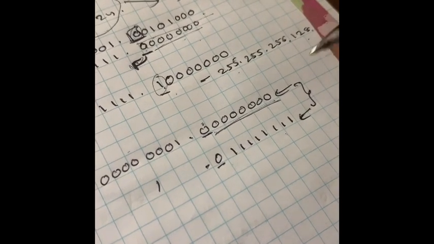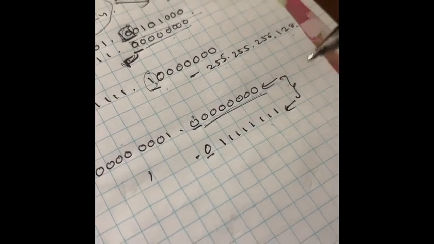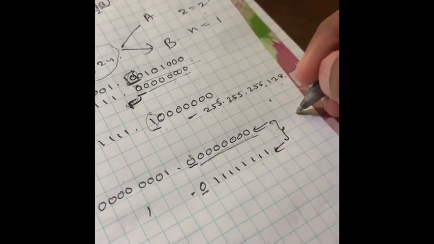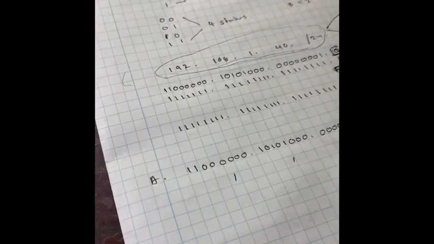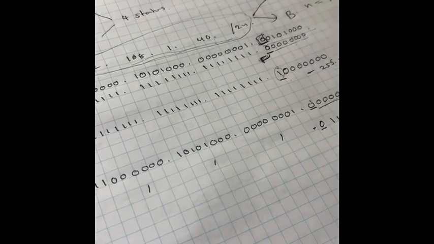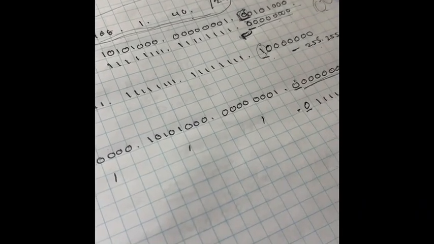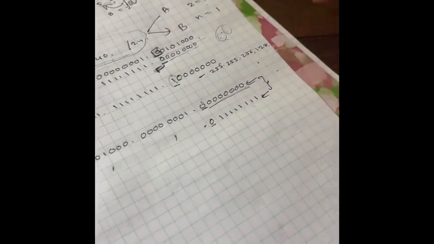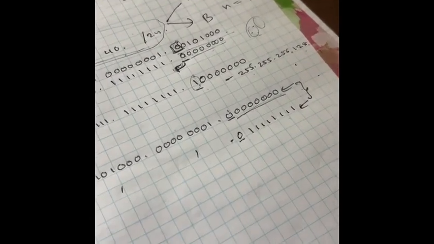So this is going to be the total range. Okay, so I talked about a network ID and a broadcast ID. Yes, so when we break a big network into smaller networks, each network will have a network ID and a broadcast ID.